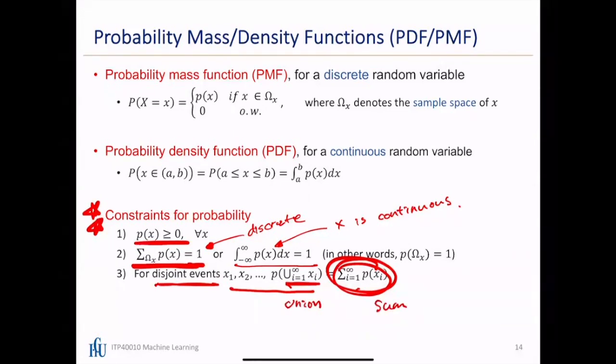So when we are modeling probability, we are either modeling a probability mass function or a probability density function, depending on the variable type.